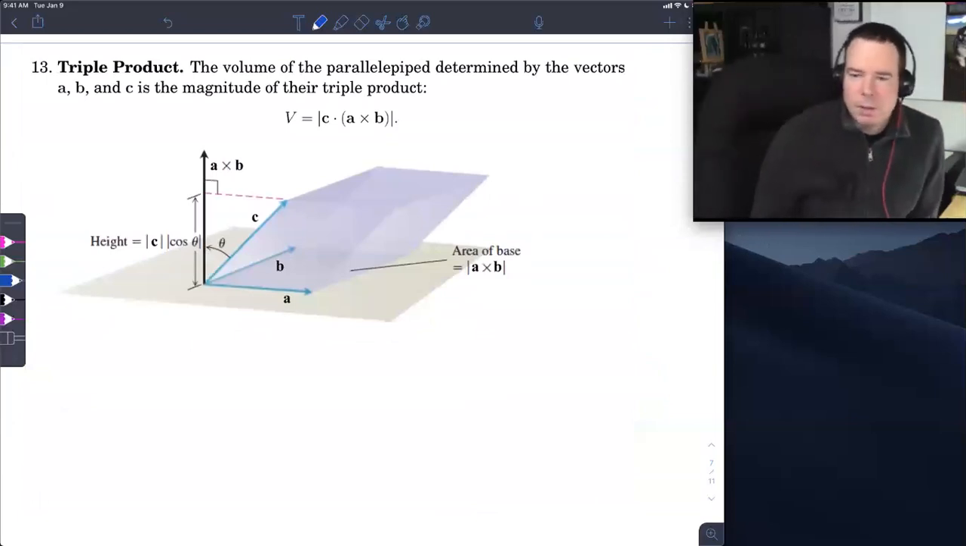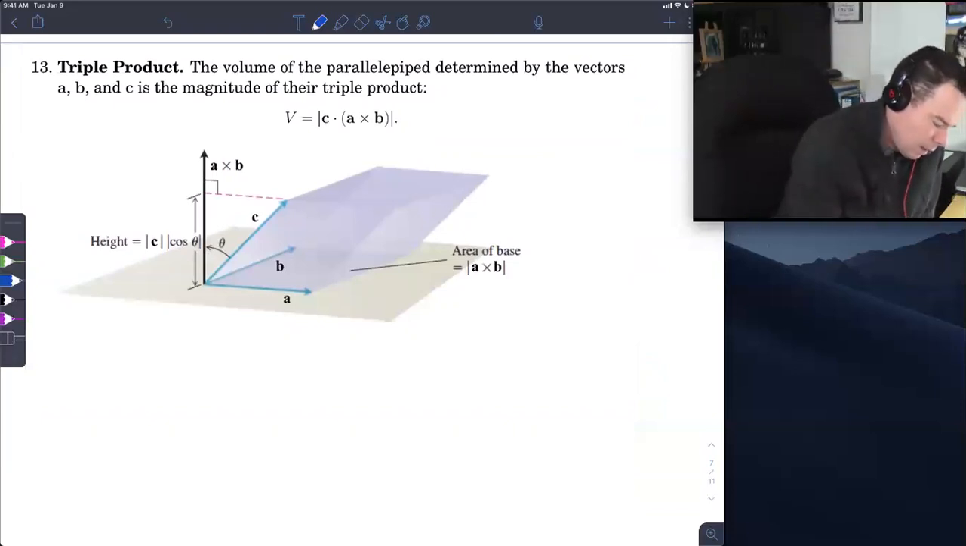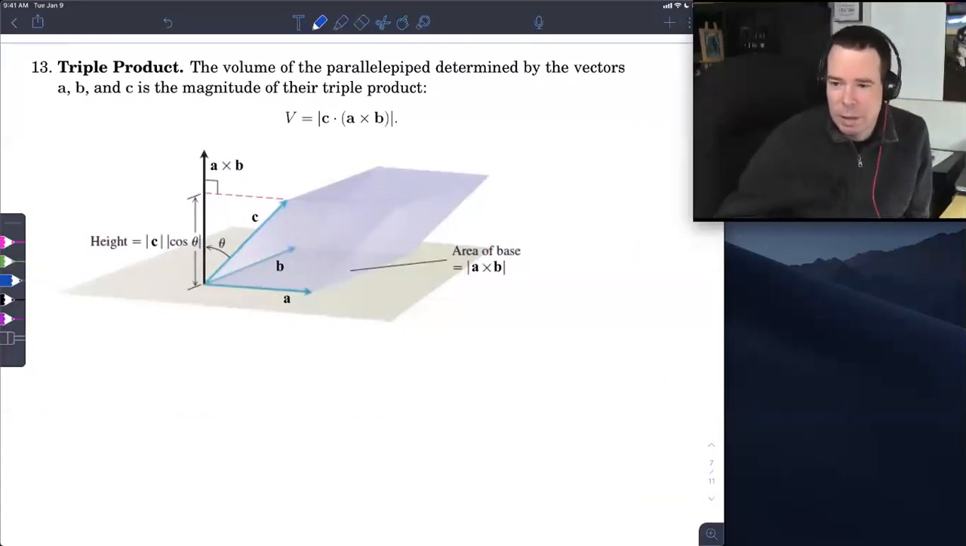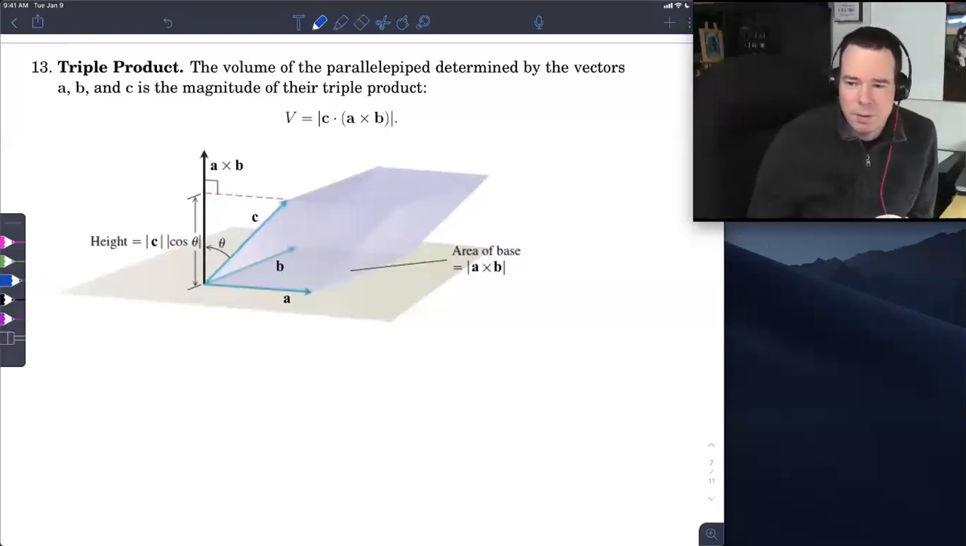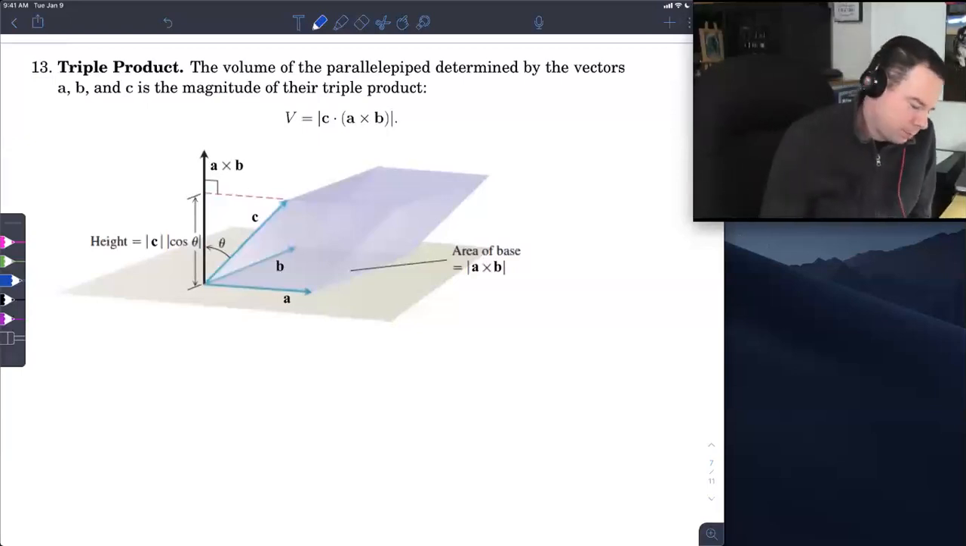The triple product, this scalar triple product that we had, C dot A cross B, has a geometric interpretation in that the magnitude of it is the volume of the parallelepiped. So if I have the three vectors, A, B, and C, then they construct what is known as a parallelepiped, or sort of a three-dimensional version of the parallelogram. And that object has a volume. And the volume can be calculated by taking that scalar triple product, C dot A cross B.